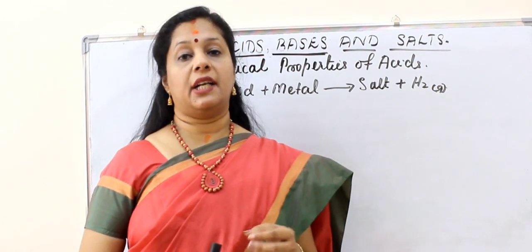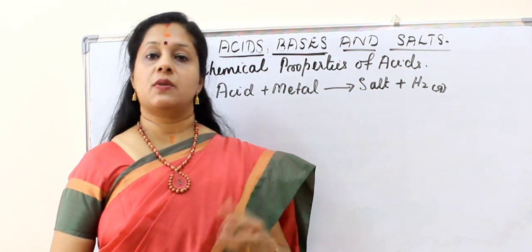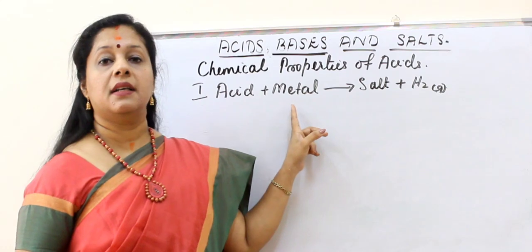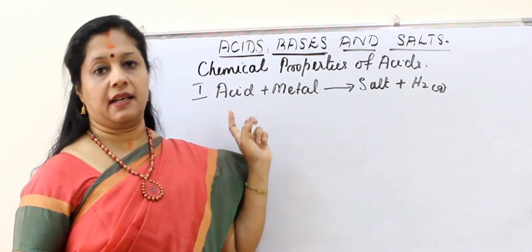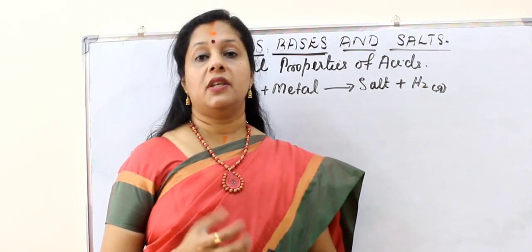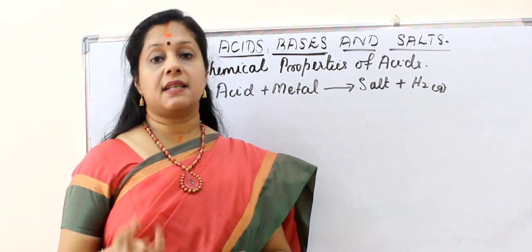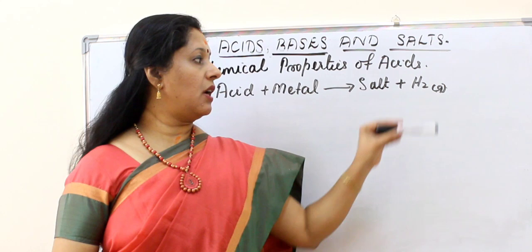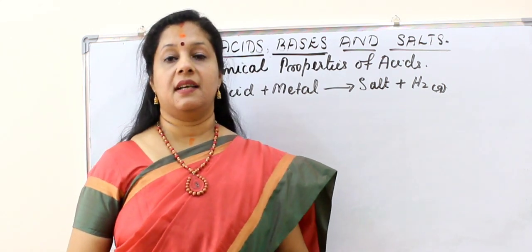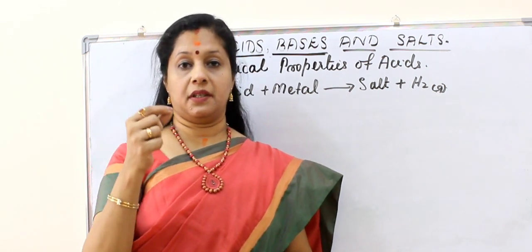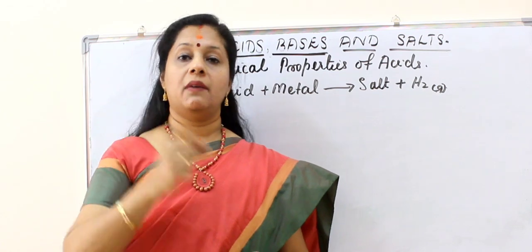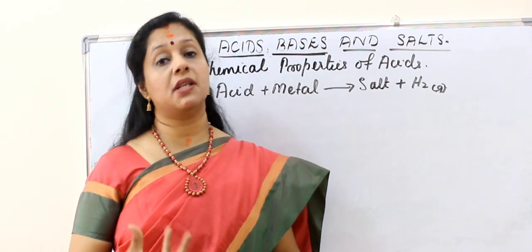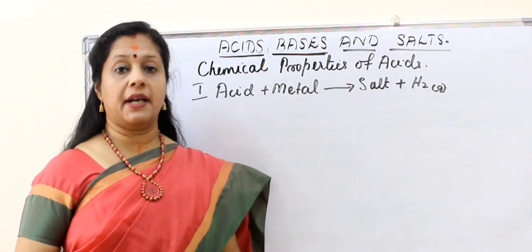Zinc granules were added to sulfuric acid. So zinc is a metal and sulfuric acid. What did we get? We saw that there was a gas coming out and we tested that gas as hydrogen gas. So how did we test the presence of that gas? Usually, if you collect that gas in a test tube, we can bring a matchstick near it. If it burns with a pop sound, then it is hydrogen.